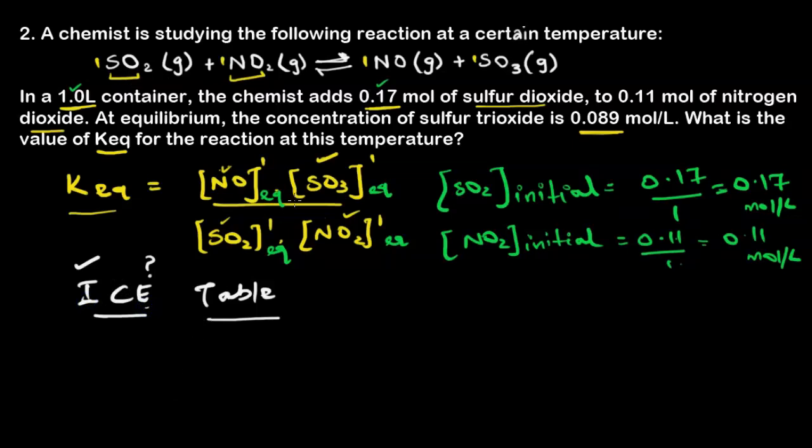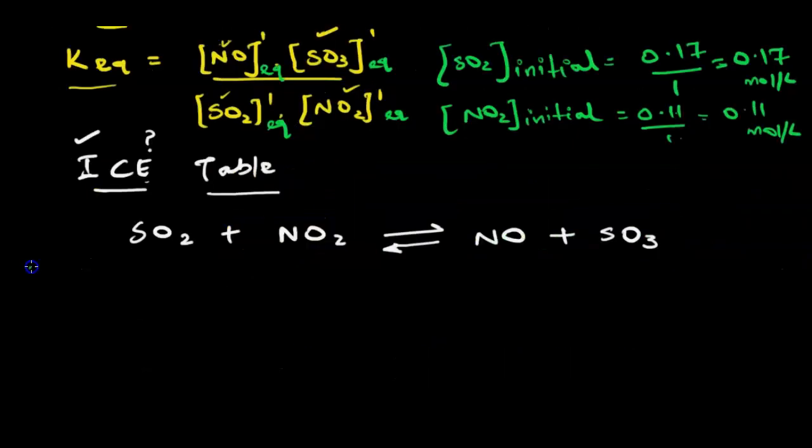So let's first write down the equation. The equation that we have is SO2 gaseous. We don't have to worry about writing gaseous. Gaseous is just given to us because we know K equilibrium is only going to use gaseous entities or aqueous entities. So this is SO2 plus NO2 at equilibrium with NO and SO3. Here we write down I, C, E. I stands for initial, C stands for change, and E stands for equilibrium. These are all concentrations. So this is initial concentration, change in concentration, and equilibrium concentration.